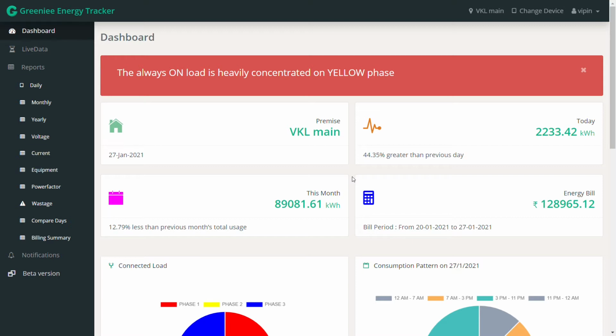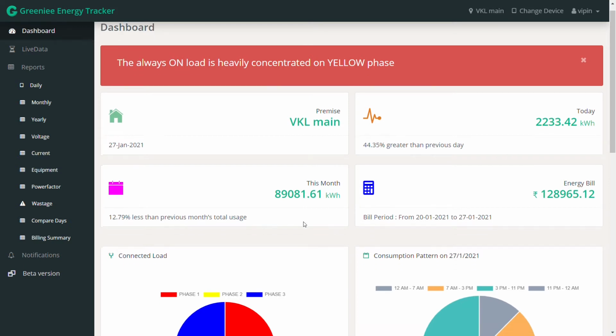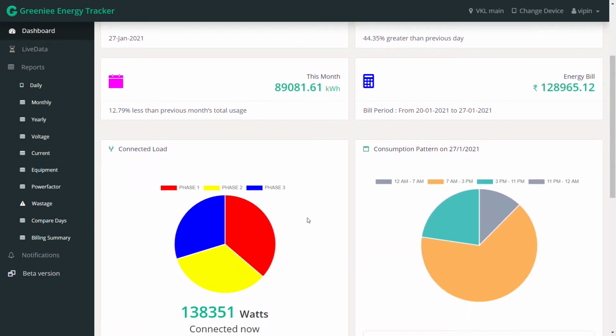What you see on the top right is the total consumption for the day and a comparison of the same with the previous day's consumption. What you see on the left hand side is a month's total consumption and again a comparison of the same against the previous month.